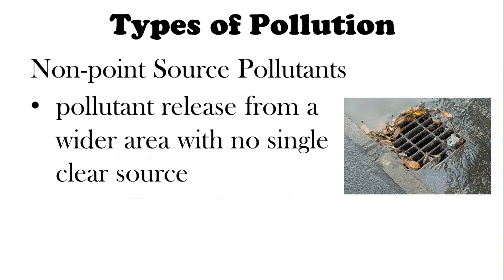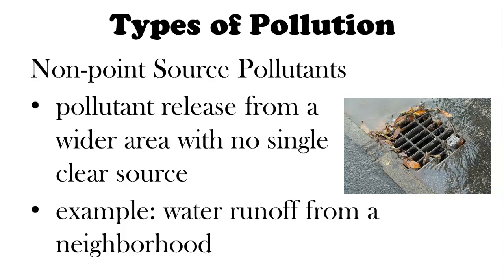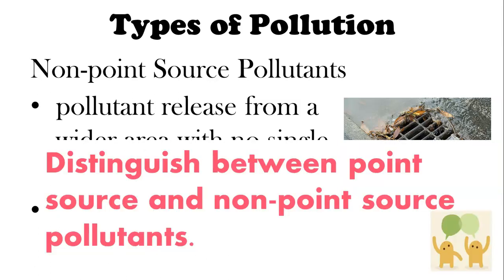Then you've got your non-point source pollutants, which are pollutants released from a wider area with no one clear source. An example here is water runoff from a neighborhood. It could have nitrates or phosphates, which are spread from fertilizer. After it rains, the fertilizer can be washed for miles before it drains into a lake or a river. Non-point source pollutants can be difficult to deal with because they come from many sources, and it can be almost impossible to figure out where they came from. We should make sure that we're able to distinguish the difference between point source and non-point source pollutants.